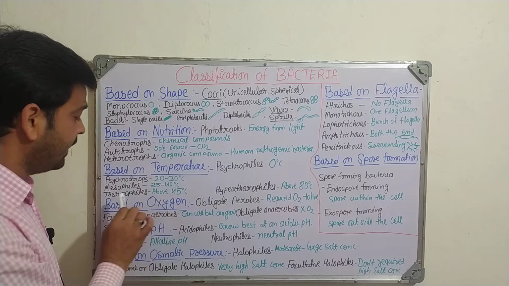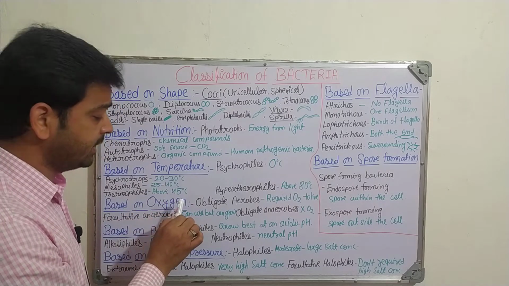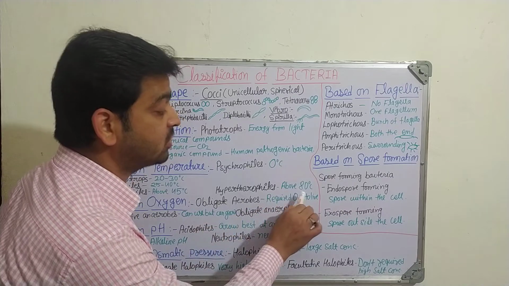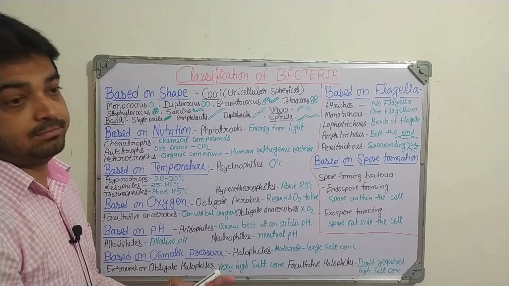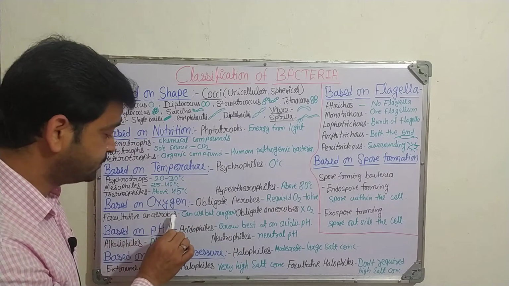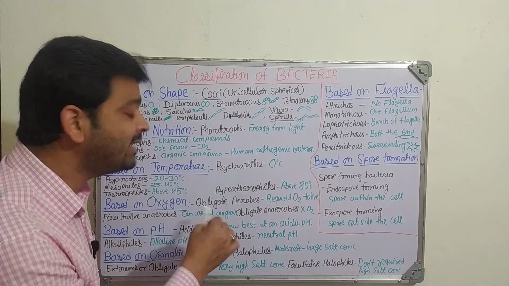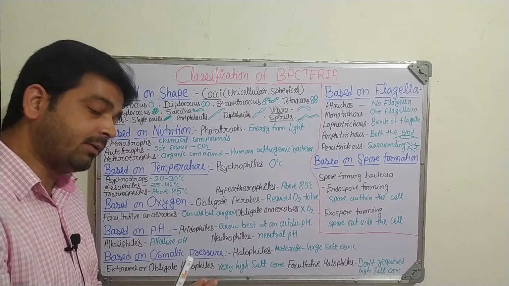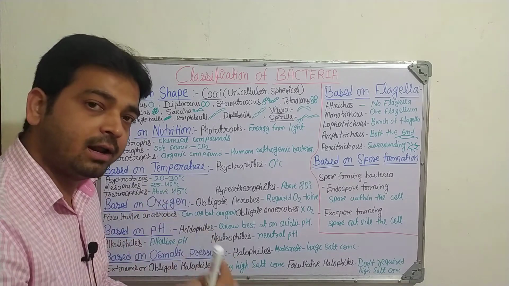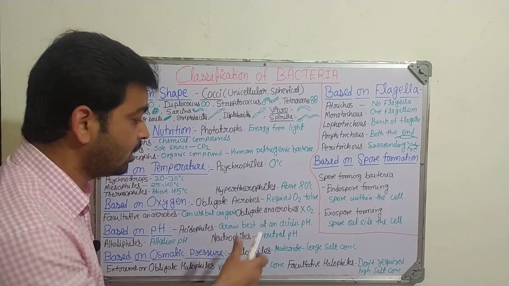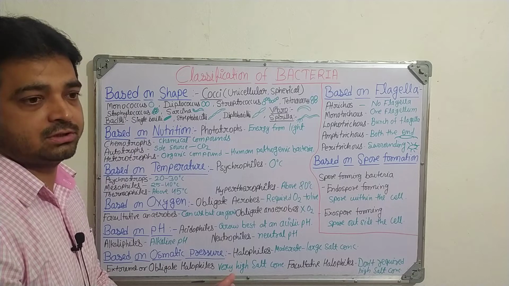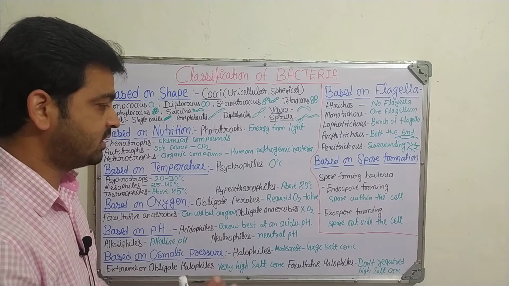Coming to the fourth one, based on the oxygen requirement. Obligate aerobes require oxygen to survive. Without oxygen they will die. Then the second one, facultative anaerobes, can use oxygen but can also grow without it. If oxygen is available they can use it, and if it is not available they are not going to die, they will survive. Obligate anaerobes need no oxygen, they don't want oxygen, and without oxygen they survive.